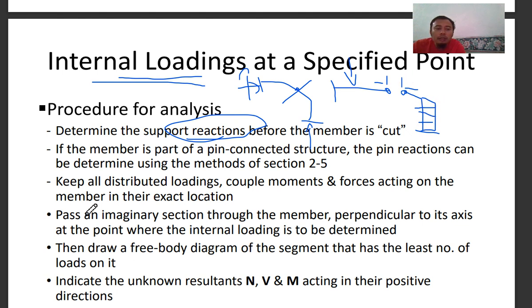Pass an imaginary section through the member perpendicular to its axis. So you cut the section which is perpendicular to the axis of the member at the point where the internal loading is to be determined. Let's say you want to find it at the point here.